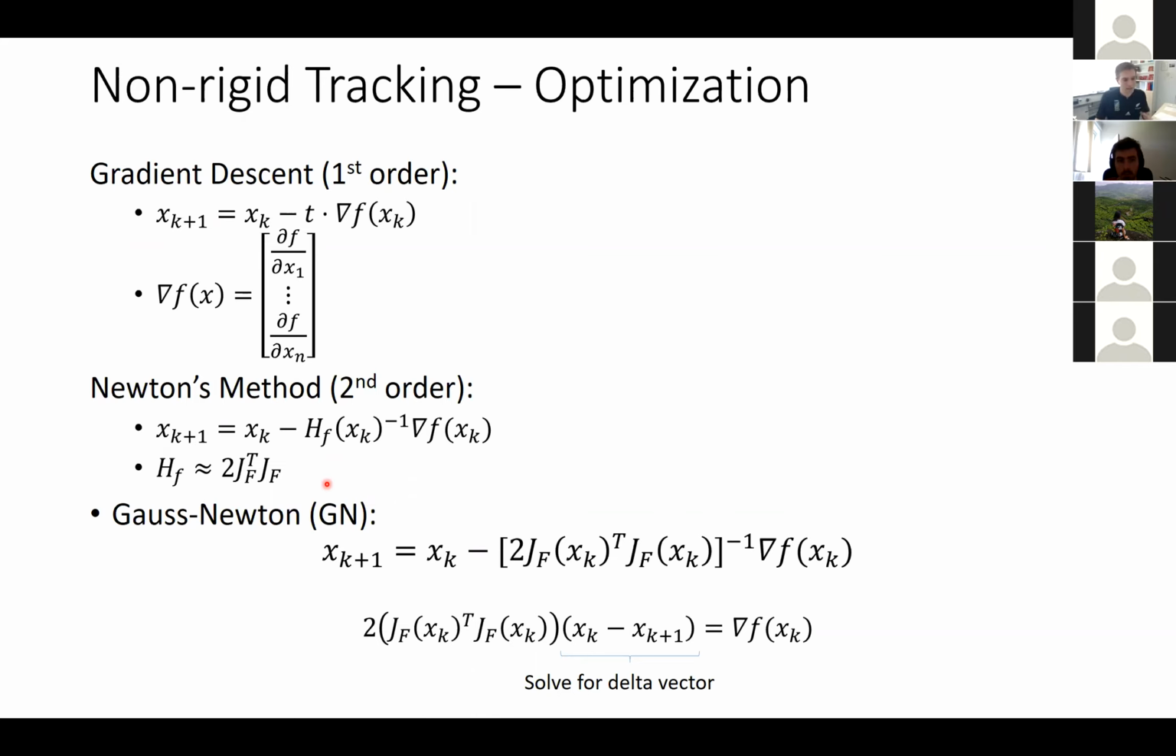Eventually you have to solve this linear equation system for each Gauss-Newton iteration, which is 2 J^T J, where J is the Jacobian matrix, times some delta vector, with the gradients as a residual on the right-hand side. So probably most of you have seen this slide. That's the trick: whenever I show math, I show math that everybody knows. That makes it a bit easier.